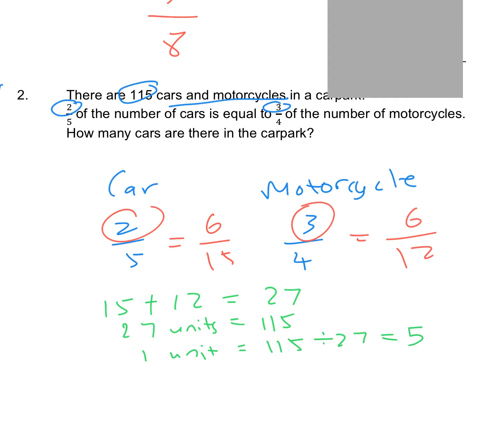Okay, so I think times 3, 6 out of 15, times 2. Oh, here I made a mistake. Here is an 8. So 15 plus 8, 23. So it's 23 units. So 115 divided by 23 is 5. Okay, then for car, there are 15 units. Denominator, 15. So 15 units will be 5 times 15, 75. So there are 75 cars in the car park.